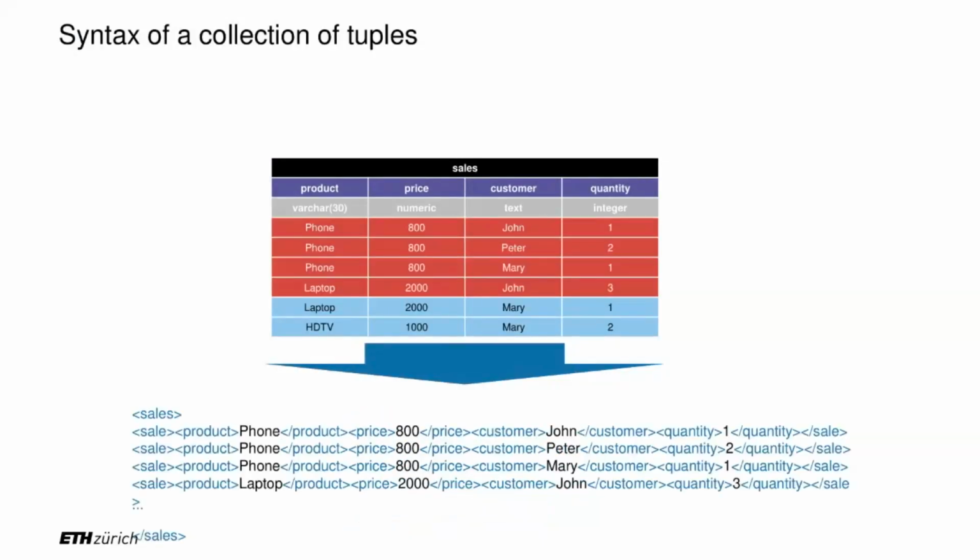Now, what if you have multiple records? Well, in JSON, you remember that we used plenty of objects, right? In XML, what we do is that it's a pattern, right?